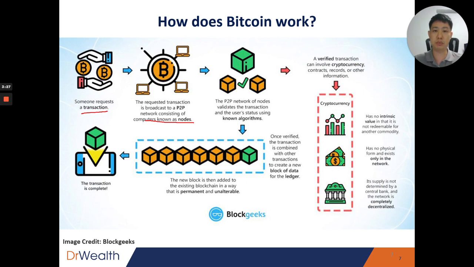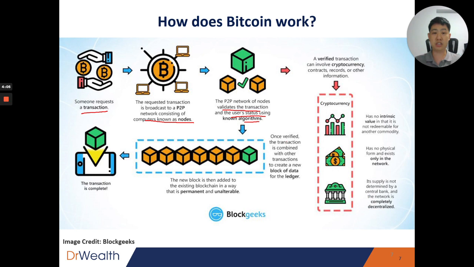What happens is that the P2P network of nodes will validate the transaction itself using known algorithms. One of the most basic algorithms is to check whether Alice has enough Bitcoin to send over to Bob. So let's say Alice wants to send 1 Bitcoin over to Bob, the algorithm will first check: does Alice have enough balance in her wallet? If Alice does not have enough balance, the transaction will fail. If Alice has 1 or more Bitcoin, the transaction will be approved and that 1 Bitcoin will be transferred over to Bob.